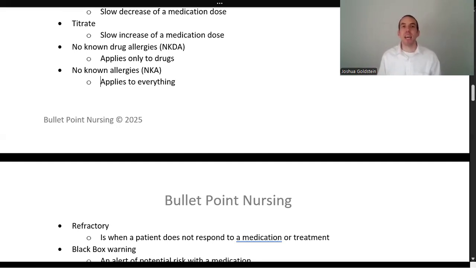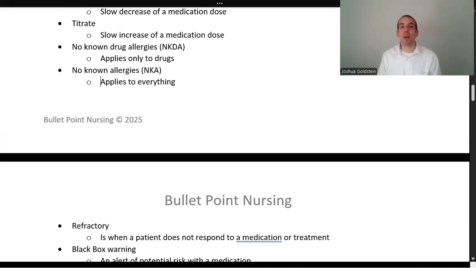Next, we have NKDA, no known drug allergies. This is where the patient has no allergies to any medications. NKA means no allergies, period, anything whatsoever. So NKA includes NKDA, and that NKA would only be appropriate if a patient has no allergies. NKDA would be appropriate if a patient has no allergies to drugs, but they are allergic to pollen or Band-Aids or strawberries. Those would all be appropriate answers there.